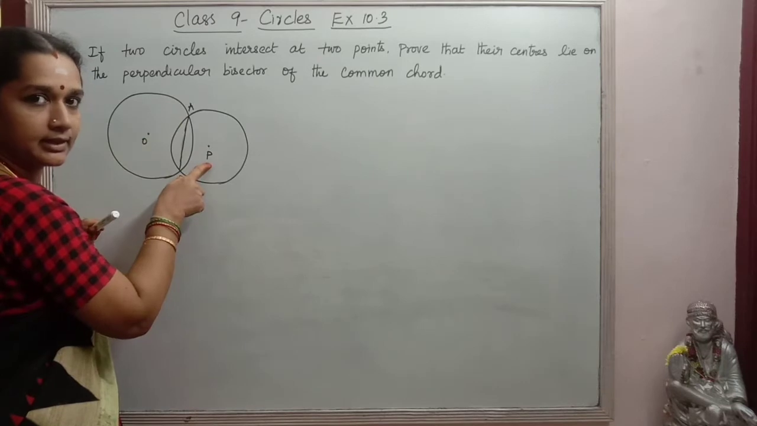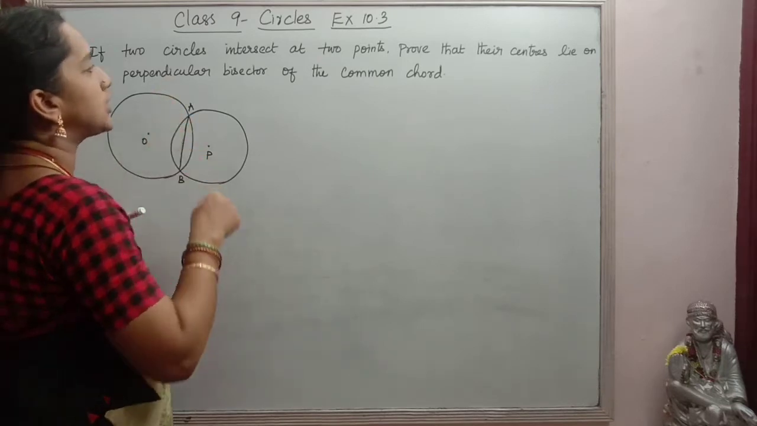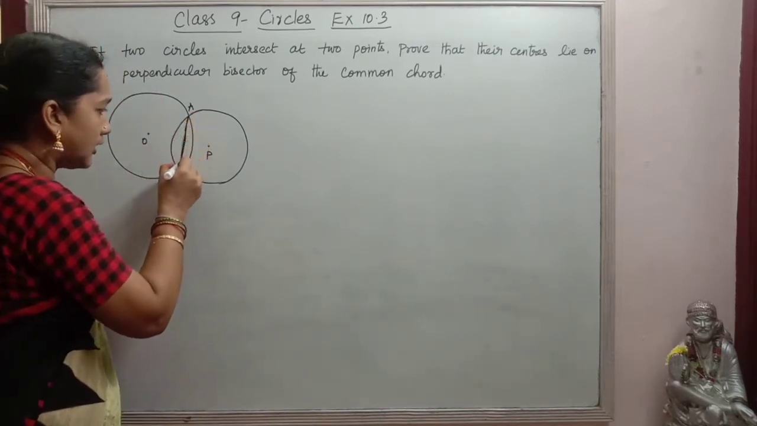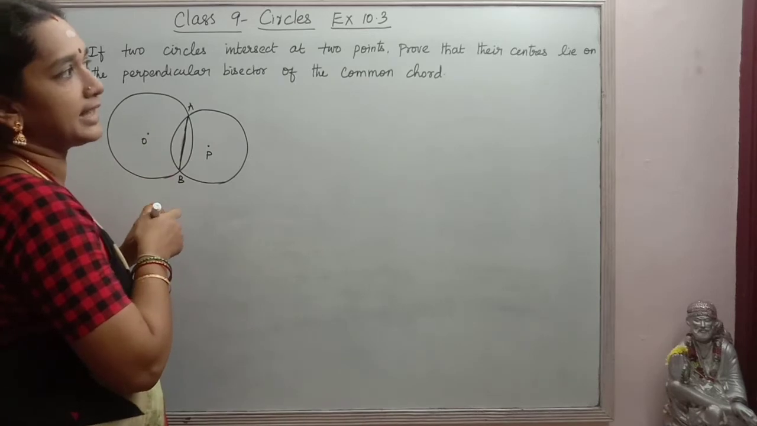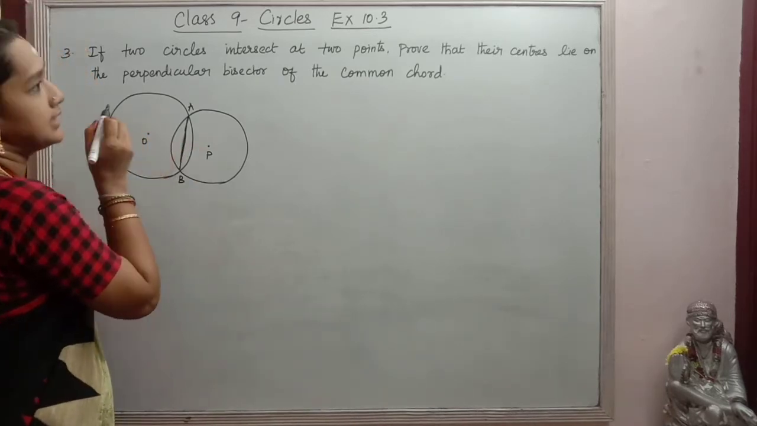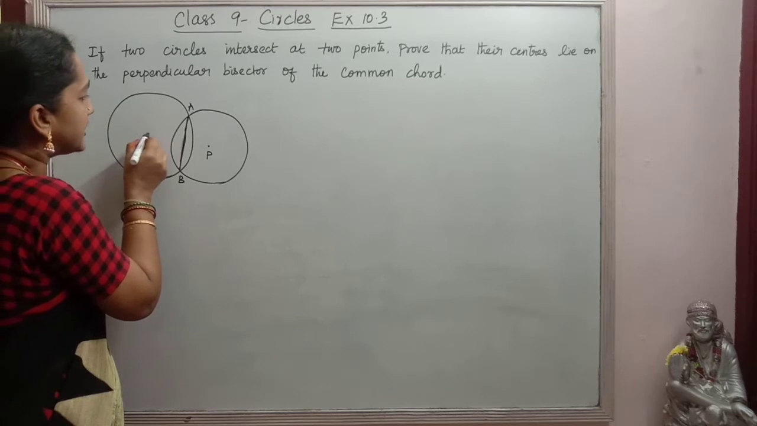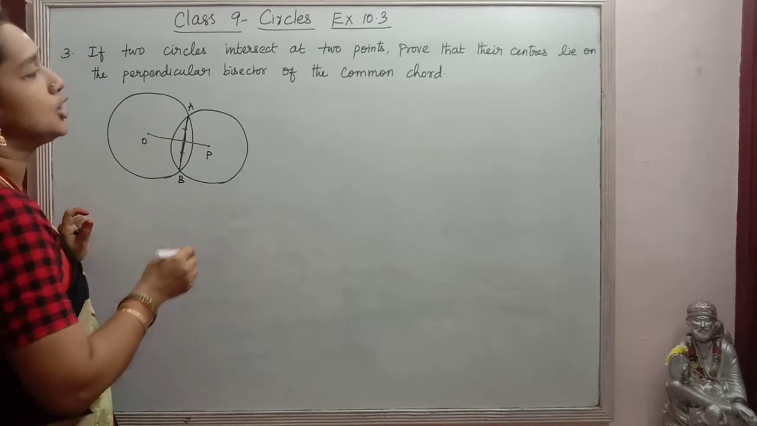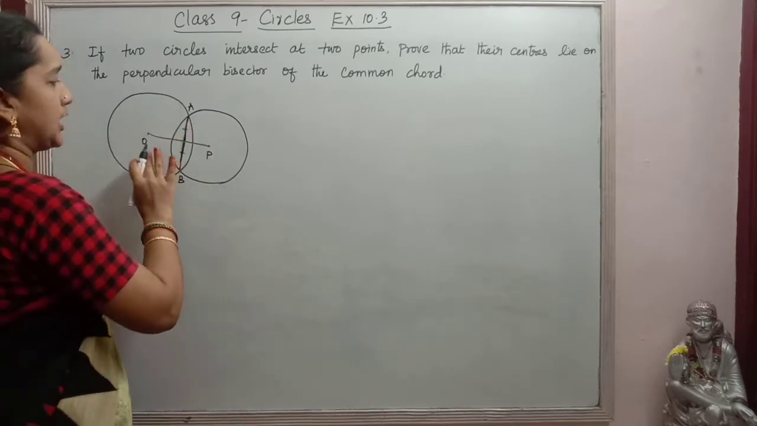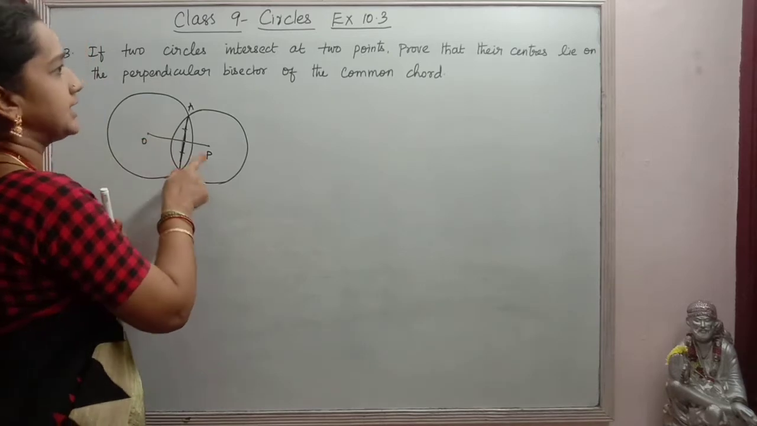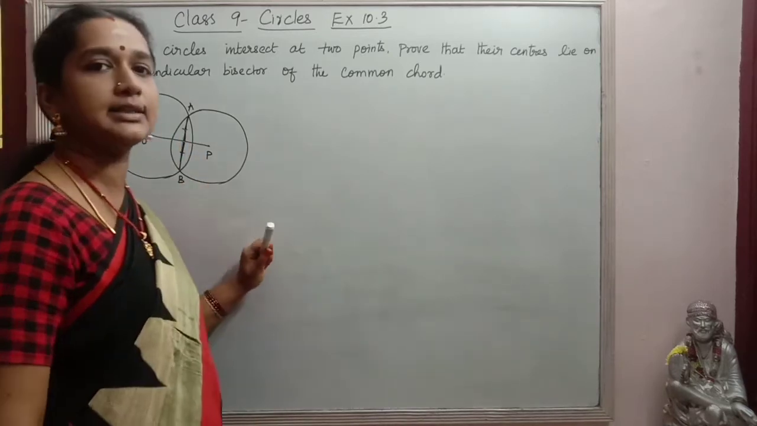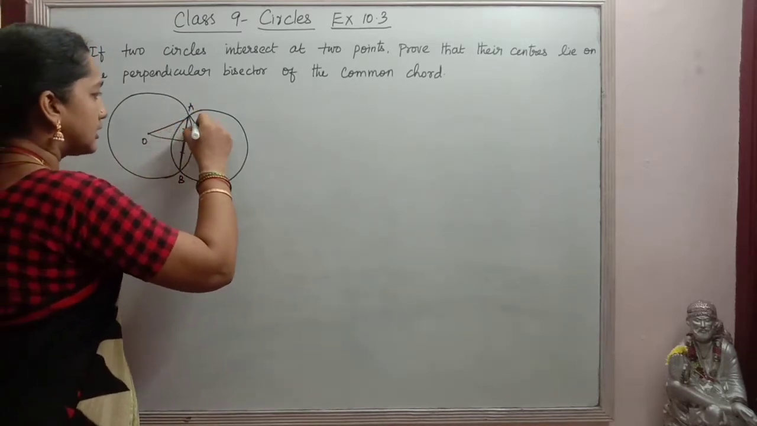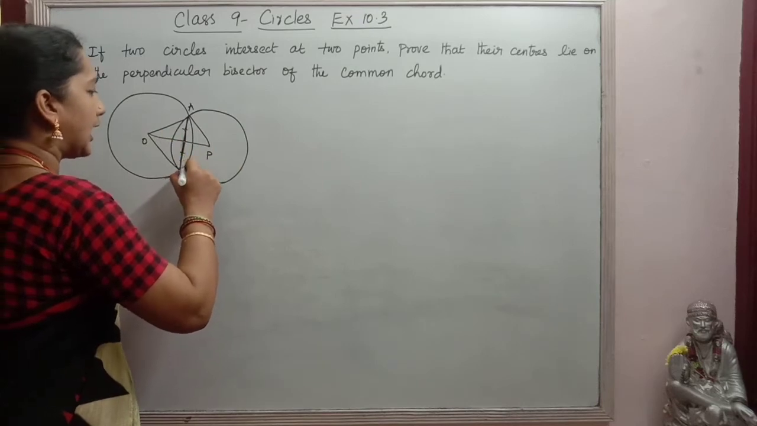Prove that the centers lie on the perpendicular bisector of the common chord. So, this is the common chord, and these are the centers. So, we are asked to prove that the centers lie on the perpendicular bisector of the common chord. For proving this, we will join OA, AP, OB and BP.